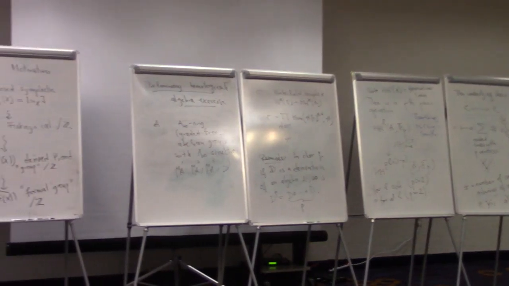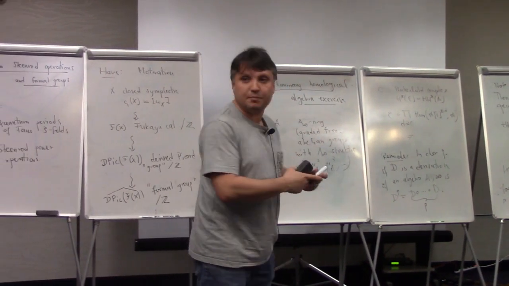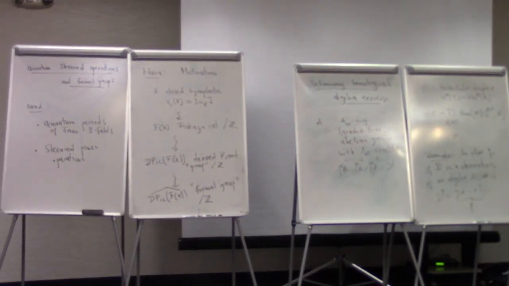Are you writing the total power operation? This is the p power operation. There are exactly p vertices, and that's the only thing that matters.